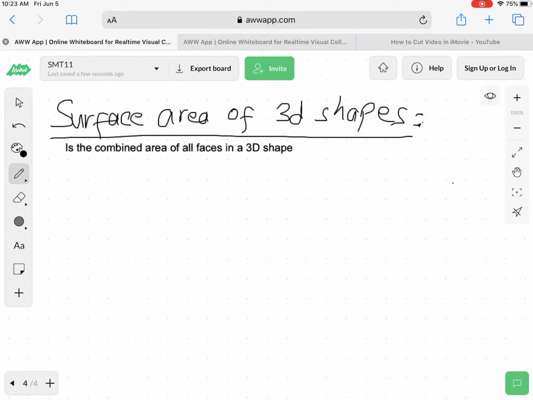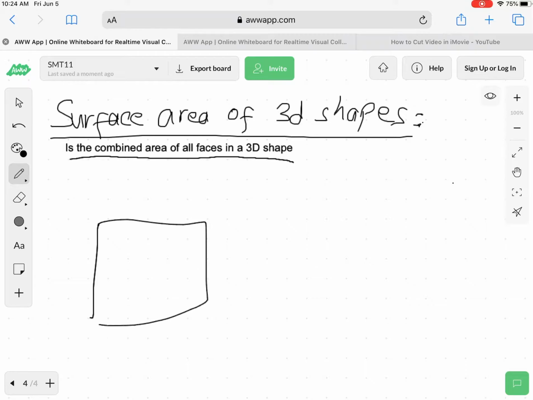So in this video, I'll be covering the surface area of a rectangular prism and a cube. But first, we need to find out what surface area itself means. Surface area is the combined area of all faces in a 3D shape. So now, first we'll figure out the surface area of a cube.